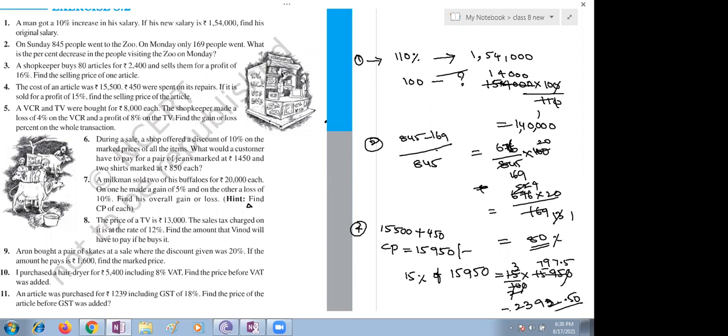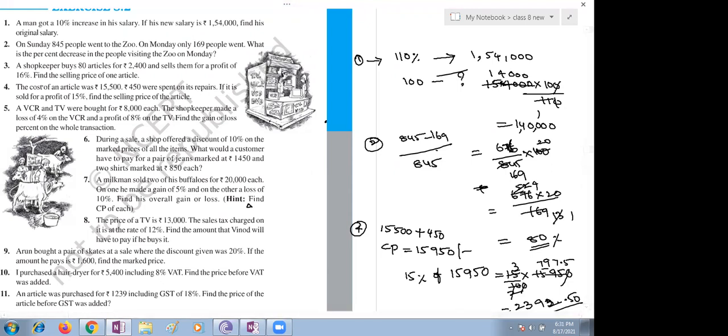Why? Because the price is the same for both the articles. If the price is different, you are supposed to separately calculate the 4% and 8%. Yes, then you need to calculate, children. But in this case, no need to calculate. Directly, we can say that 4% is the profit percentage.